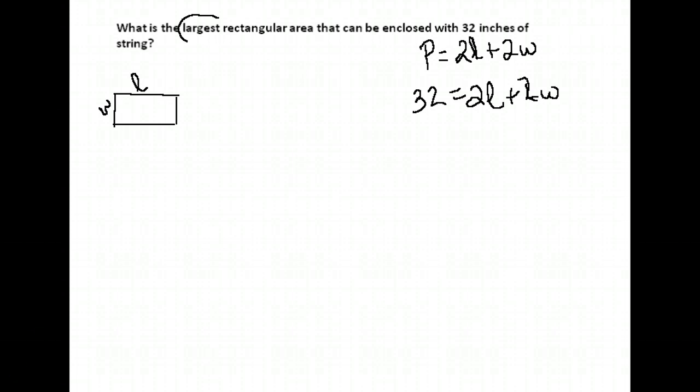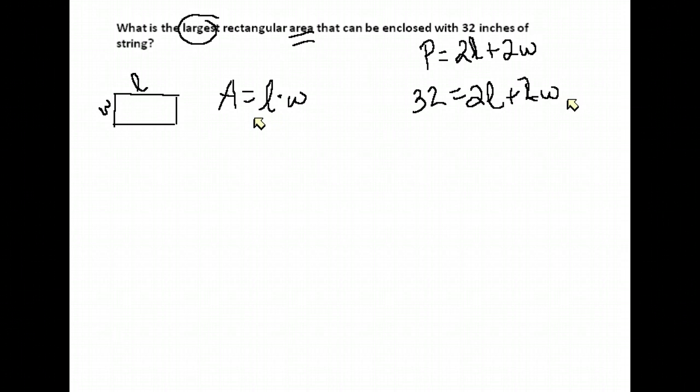We are trying to find the largest, so a maximum area. So we say, okay, we're trying to maximize area. What is the formula for area of a rectangle? Length times width. Now notice we have a very simple problem compared to that last one we just did. We have two equations. Area is length times width. This is the one we want to maximize.